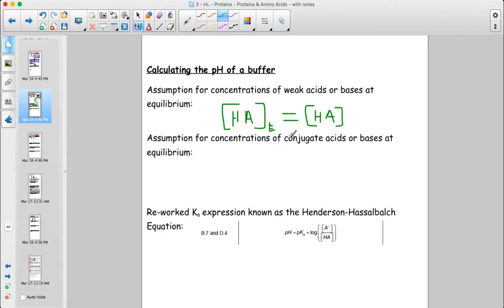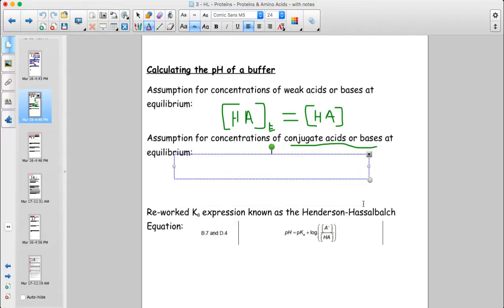The assumption for the concentrations of the conjugates is a little bit trickier. It depends on which method you're using to make your buffer. If you're using method 1 where you add salt, then you get to assume that the moles of the salt equals the moles of the conjugate, because salts tend to be quite soluble, so they completely dissociate into ions. So however much salt you add, that's how many moles of the conjugate you're adding.